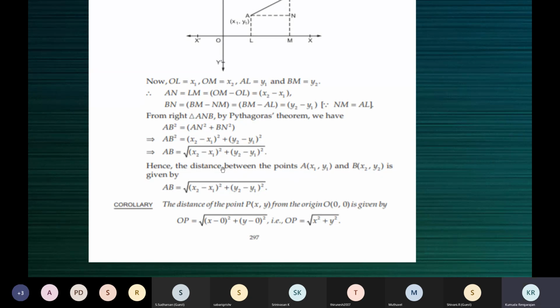So the distance formula is used to find the length of a line segment in the Cartesian plane, or the distance between any two points in the Cartesian plane. And this is an extension of the distance formula. If you want to find the distance of any point from the origin, using this only we get this. It's given by OP is equal to square root of x square plus y square.